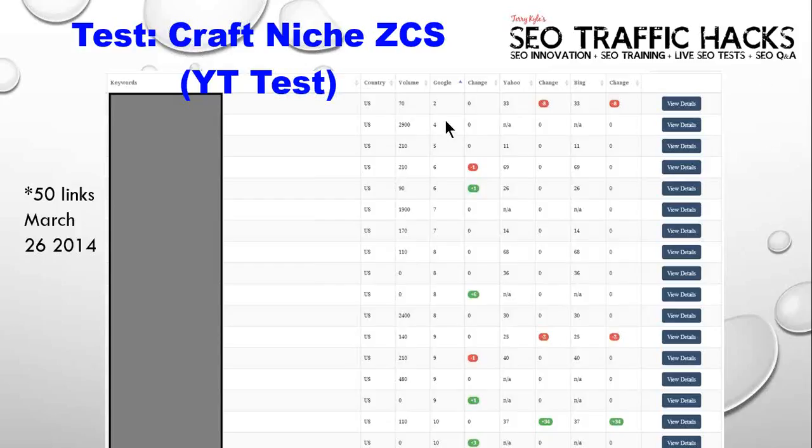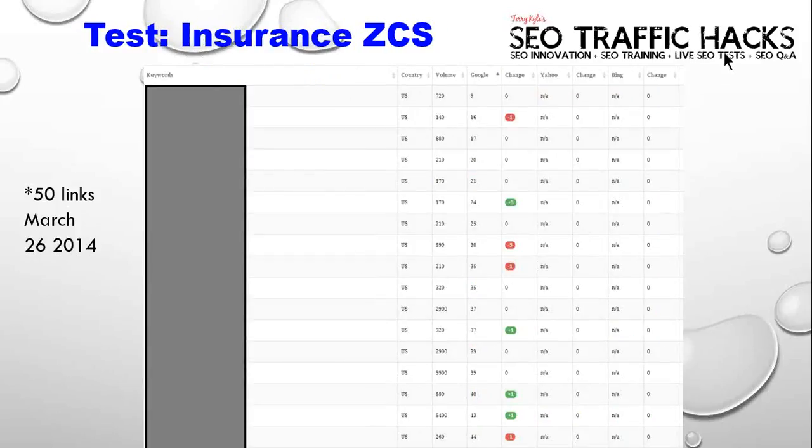But we can see here we've got position 4 for a 2,900 a month search term, position 7 for 1,900, position 8 down here for 2,400. Quite a few, and again, quite a lot of good page 1 rankings. So 50 links back on March 26th for that one as well, of course, same time as the others.